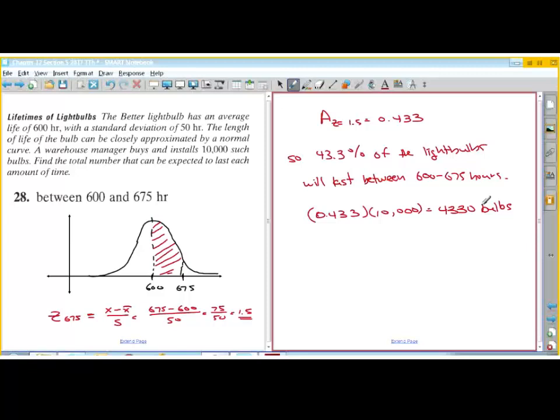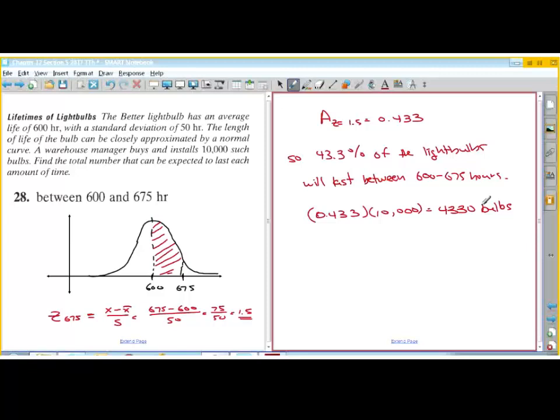And with 10,000 light bulbs, that's a lot of light bulbs, so you're probably going to be pretty close to that. If you had 10 light bulbs, then you might have 6, or the probability of being away from this normal curve is going to be greater.